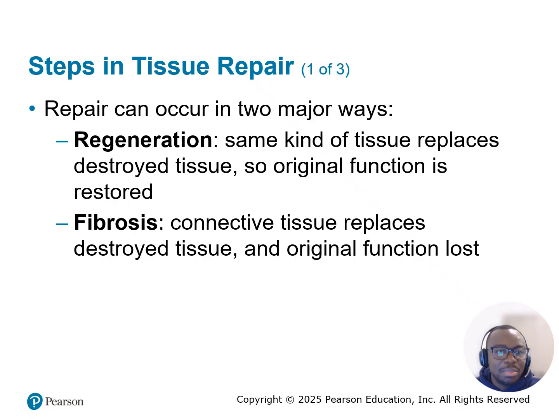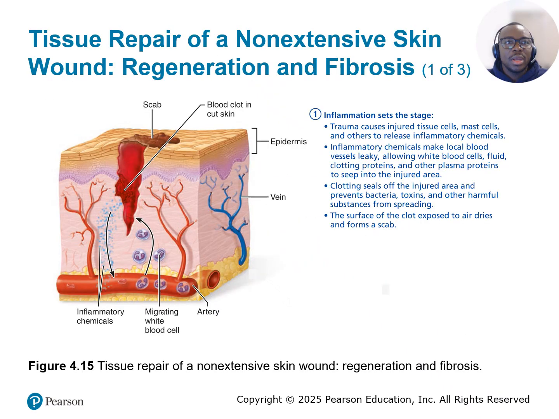Tissue repair can take place in two major ways: regeneration and fibrosis. In regeneration, the same kind of tissue replaces destroyed tissue, so original function is restored. In fibrosis, connective tissue replaces destroyed tissue, and the original function is lost. Now let's review the steps in tissue repair in a non-extensive skin wound.